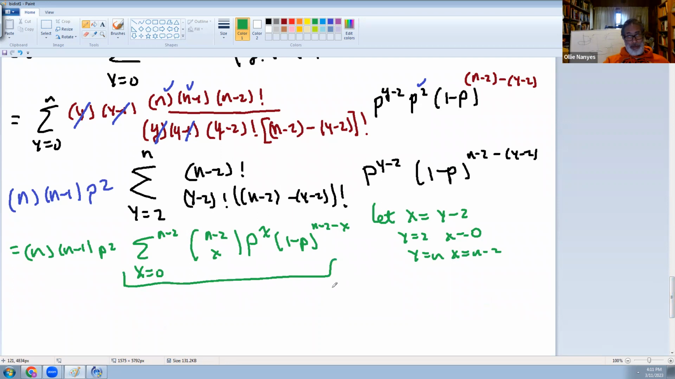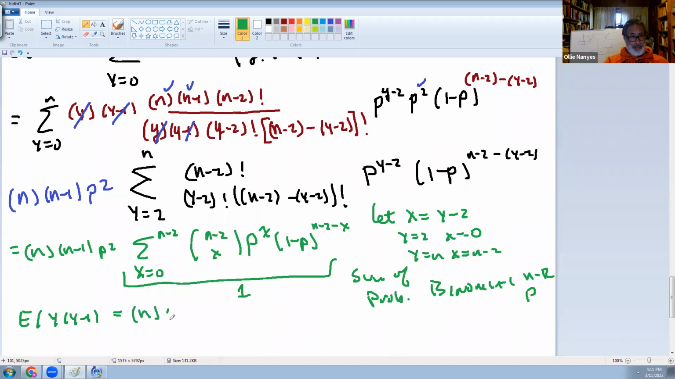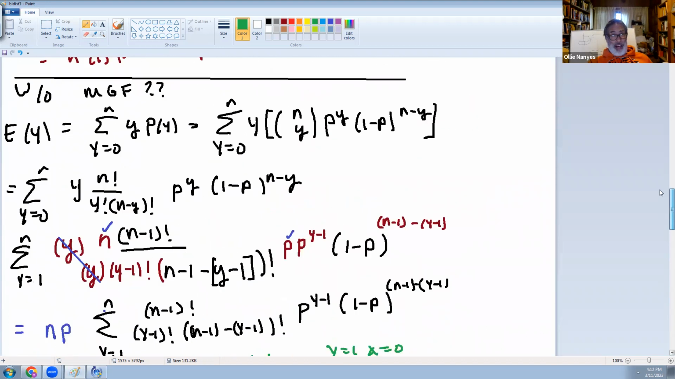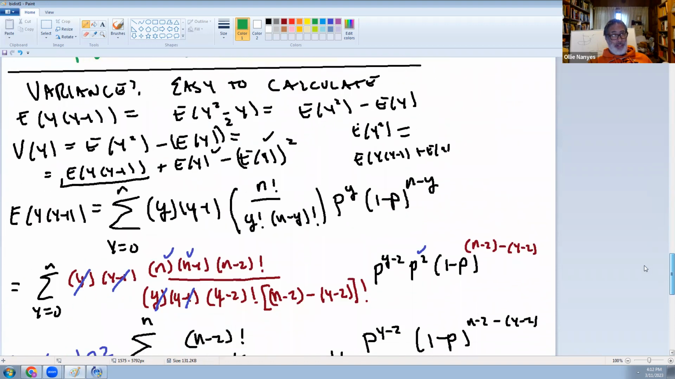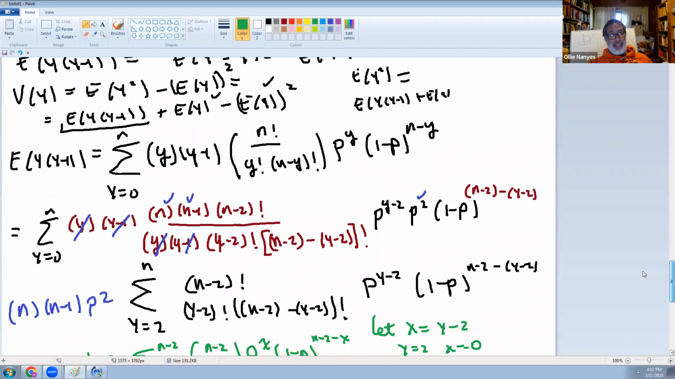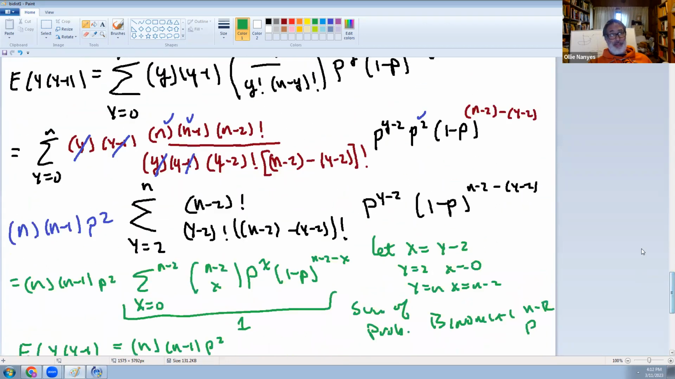This is now a sum of probabilities. Binomial n minus 2 and p. So that sums to 1. So we get this expectation of y times y minus 1 is n minus 1 p squared. Now the coup de grace. What we're going to do here is now we're going to sum that, add the expectation of y and subtract this and subtract this.